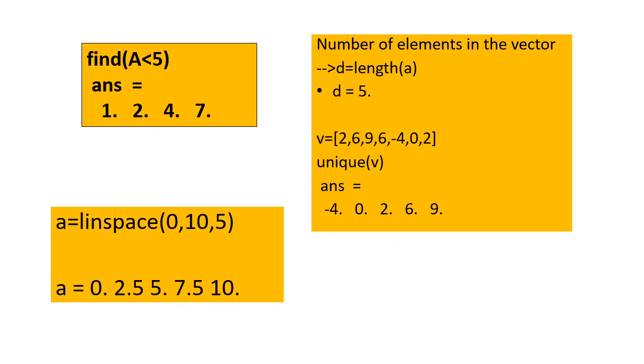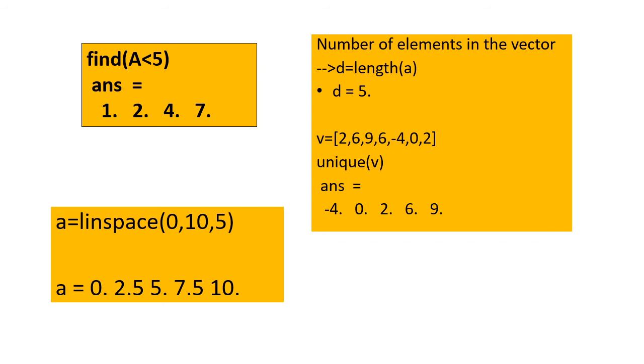So find A greater than 5. It returns all the vector values whose value is greater than 5. The location of the values greater than 5 will be displayed here. Then linspace will give you the values between 0 to 10 with 5 data points. So the 5 data points will be 0, 2.5, 5, 7.5 and 10. If you would like to get the length of the vector, then give length of A.